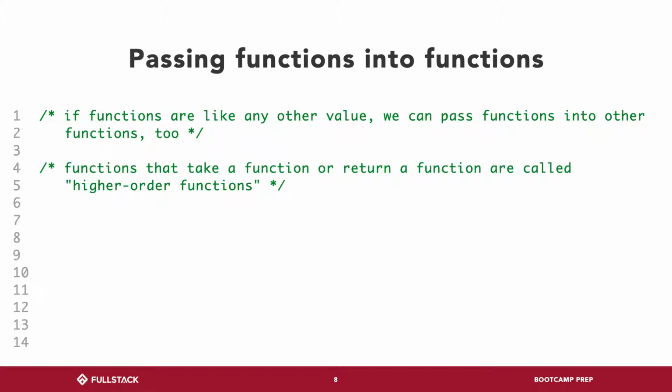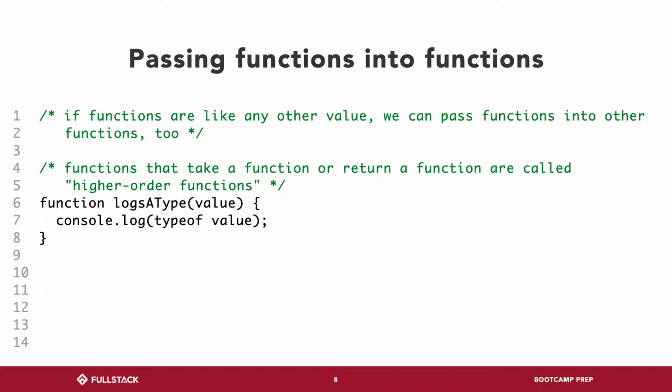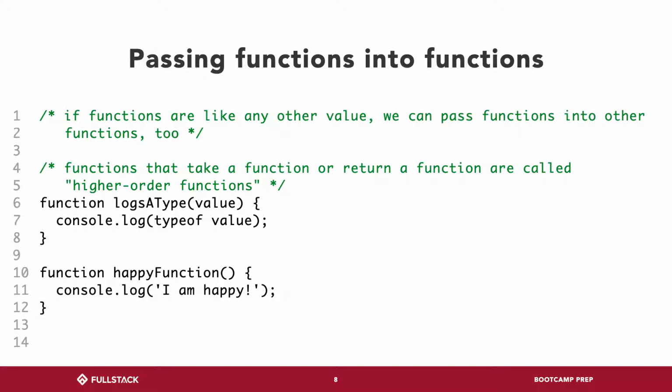And then functions that take a function or return a function are called higher order functions. We'll talk about returning functions in a second. So let's say you have function logs a type value, console.log type of value, right? Then we have function happy function, and that's going to console.log I am happy. Logs a type happy function, and you get function. Cool?